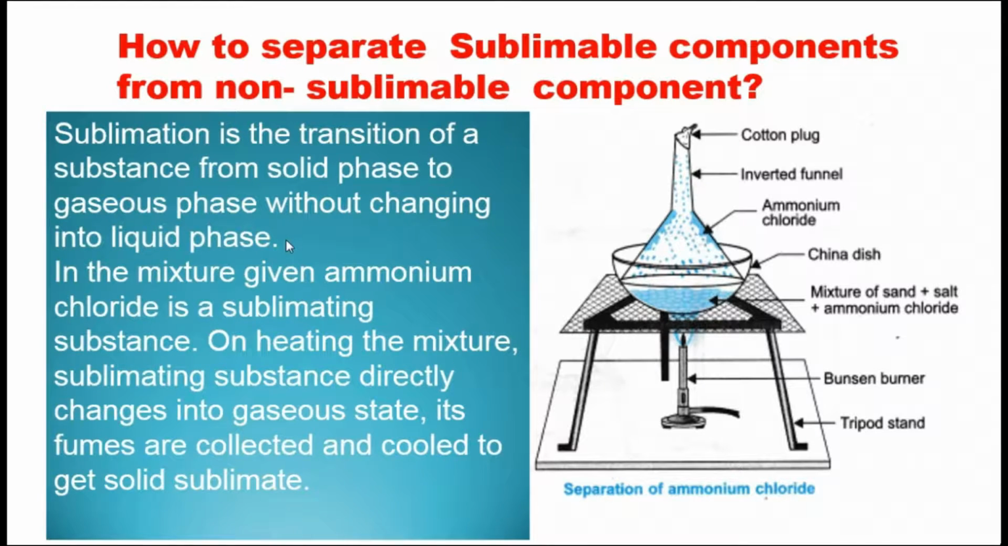Now, we have seen the states of matter: solid, liquid, gaseous. On heating, solid changes into liquid and liquid changes into gaseous, whereas on cooling, the gaseous state changes into liquid and the liquid changes into solid. But there are some substances which skip this liquid state and pass directly from solid to gaseous.